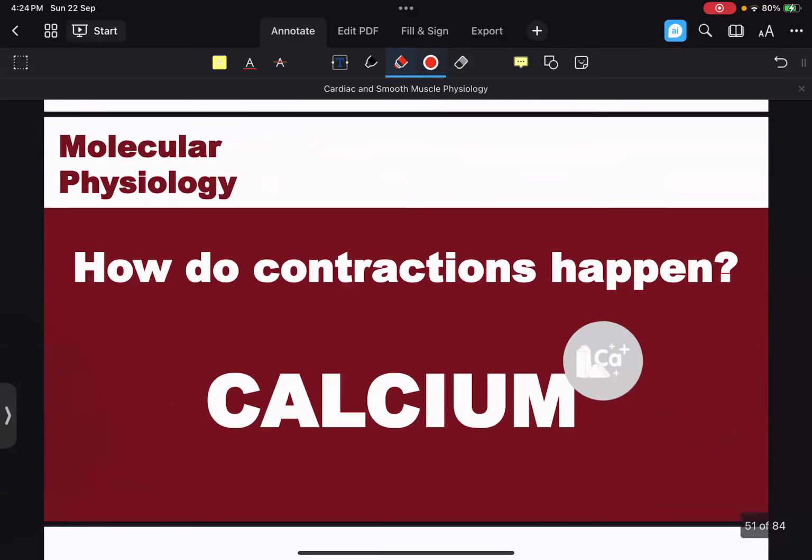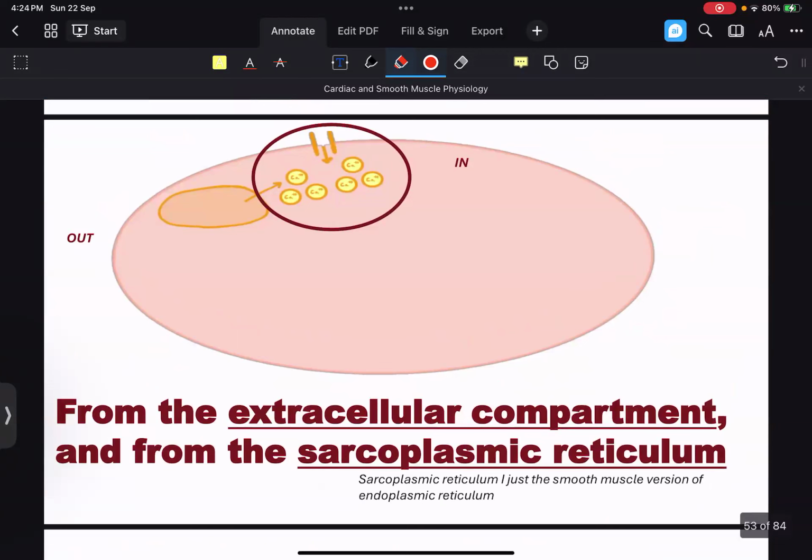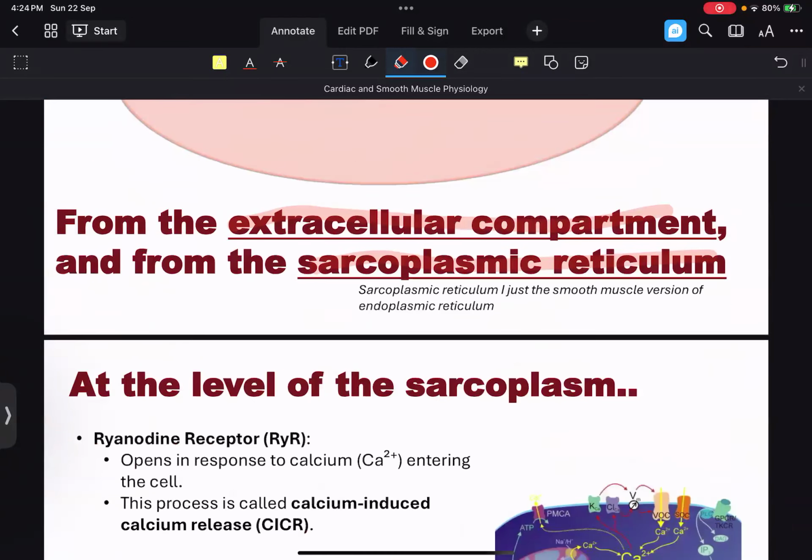Now let's move on to the contractions of smooth muscle. In general, whenever they ask you about contractions, like what ion causes contractions, it's calcium. You need calcium to make your smooth muscles contract the same way you need calcium to make your cardiac muscles contract. And where is this calcium coming from? Once again, this calcium is coming from the extracellular compartment and the sarcoplasmic reticulum. But this is going to happen in a slightly different way than the cardiac cell.